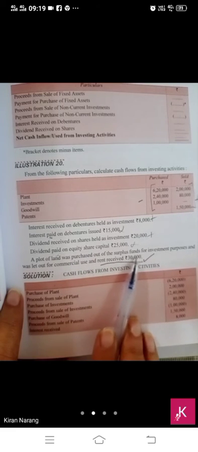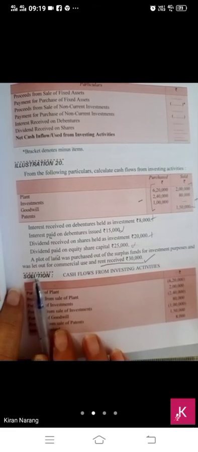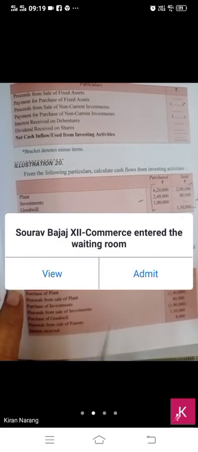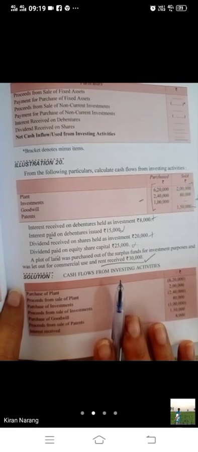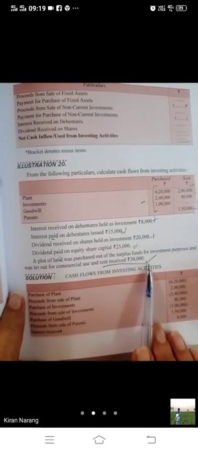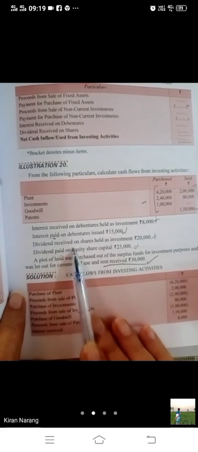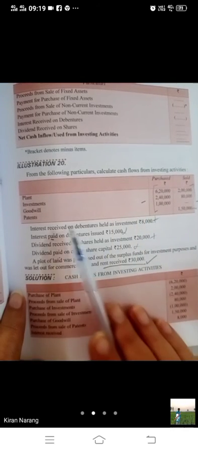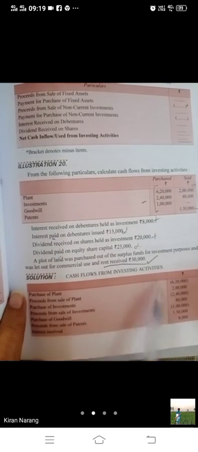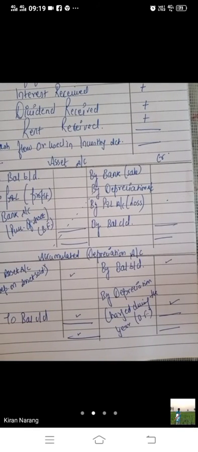At the end, one thing is given: they have purchased a plot of land out of the surplus of the funds for investment purpose, and it was let out for commercial use and rent received. This is only the rent received. Every other line will not be used. You have only three incomes: interest received, dividend received, and rent received. All purchases will be subtracted, all sales will be added, and the three incomes will be added. That will be your answer, cash flow from investing activities.